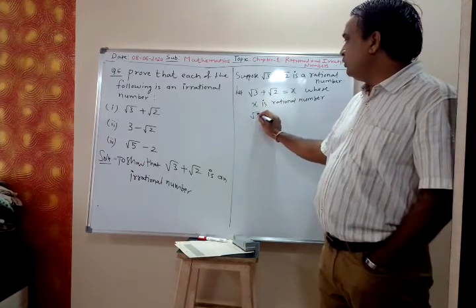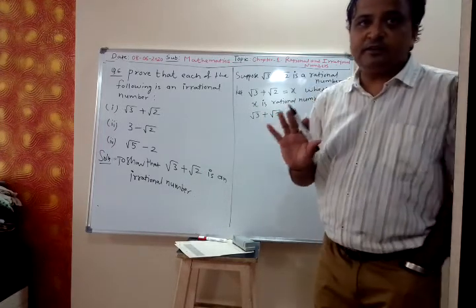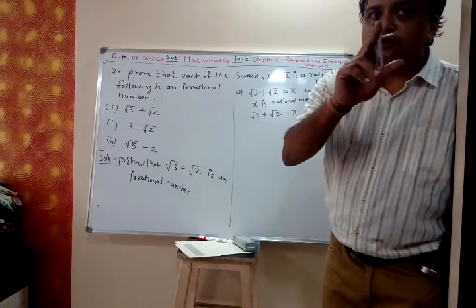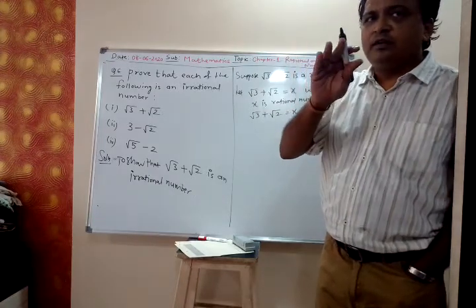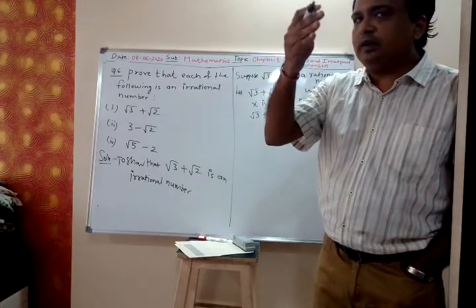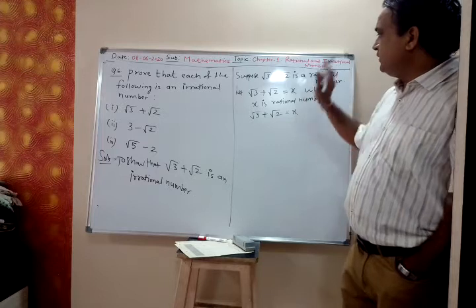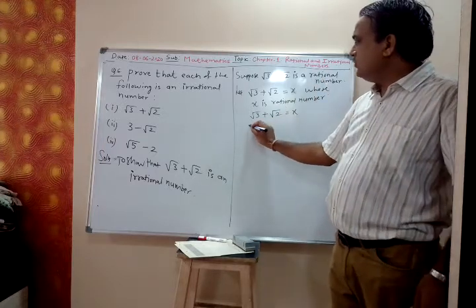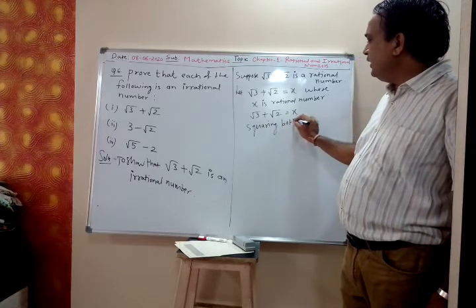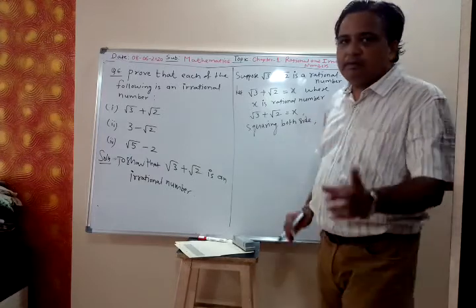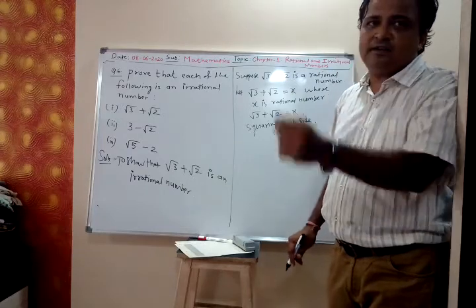So root 3 plus root 2. When there are two terms, you have to use the x method, because if you write a by b, that calculation will be complicated. To avoid that complication in the calculation, we use the x method. So root 3 plus root 2 is x, where x is a rational number. Now squaring both sides. Remember, one term, a by b method; two terms, x method.